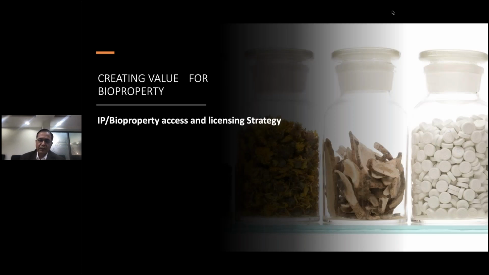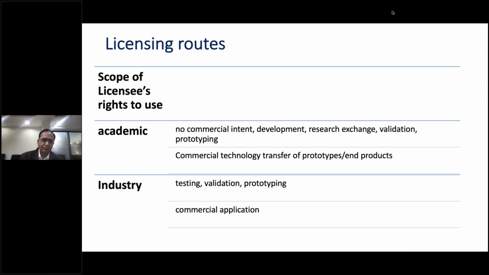What are the bioproperty access and licensing strategies? Primarily, if you look at it, there are two broad spectrums of bailees here. One is the academic institution that has no commercial intent but wants to develop a product, establish a proof of concept, and get into discovery and validation. So that's one part of it. There's also the translational validation by academic institutions in order to create an end product of value. That's the second part of it within the academic domain. Within the industry, it's the same way: testing, validation, prototyping as a proof of concept, and then enhancing that to the next stage of commercial application.